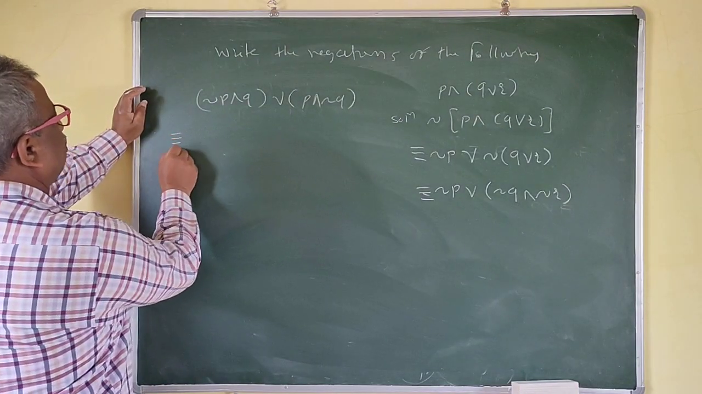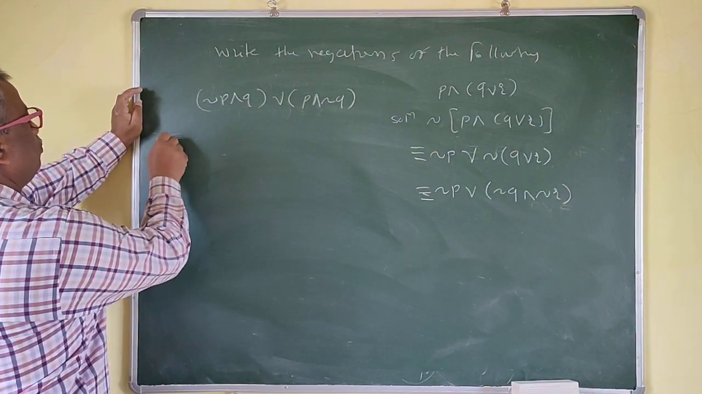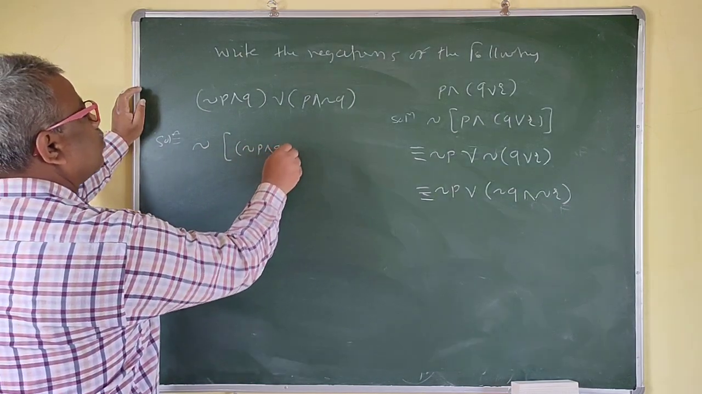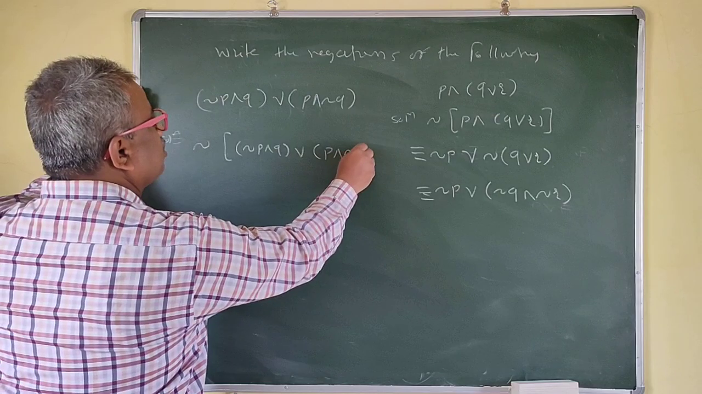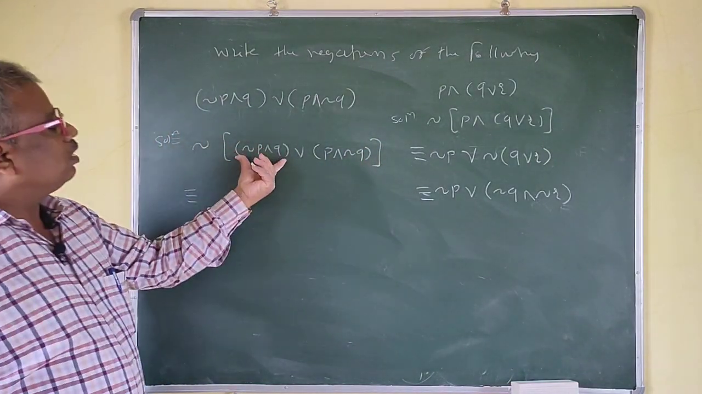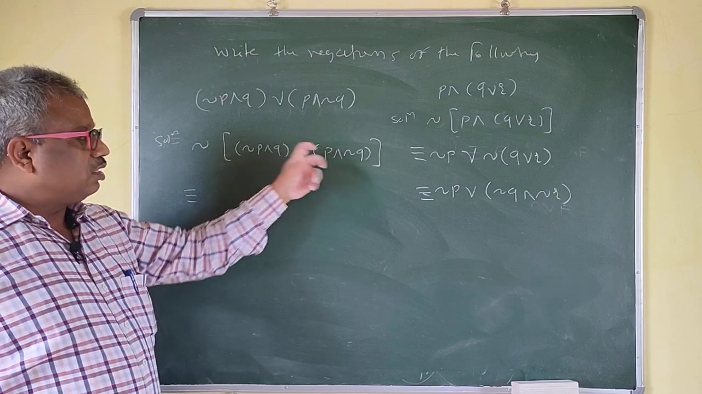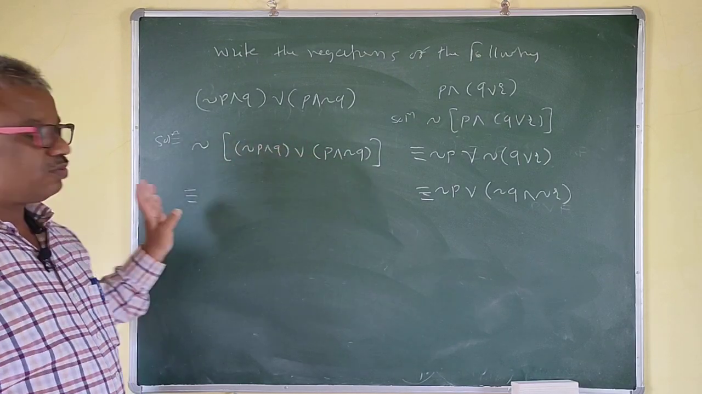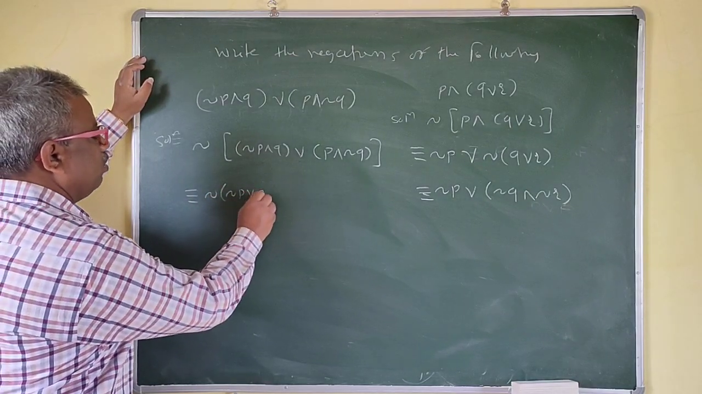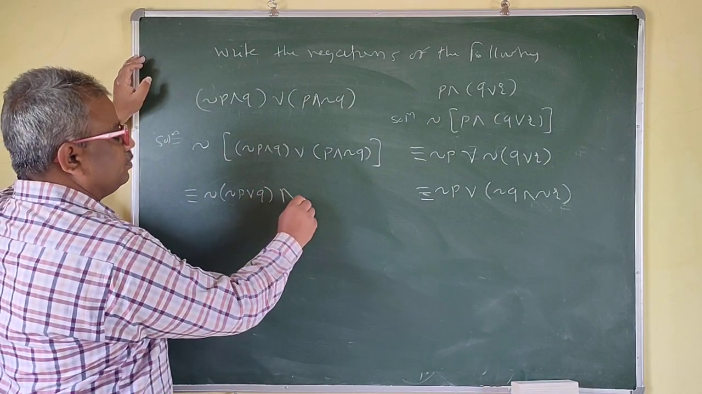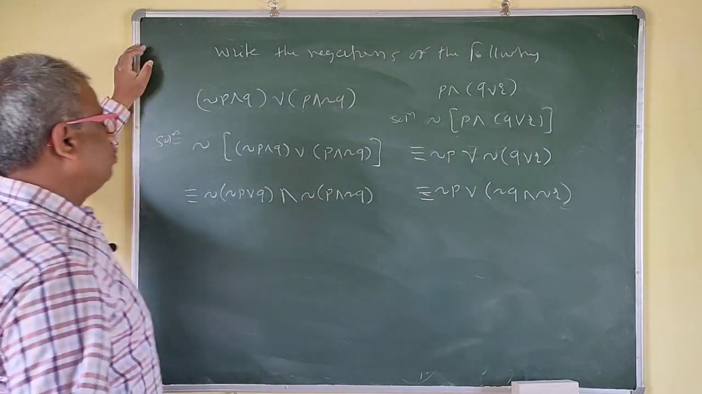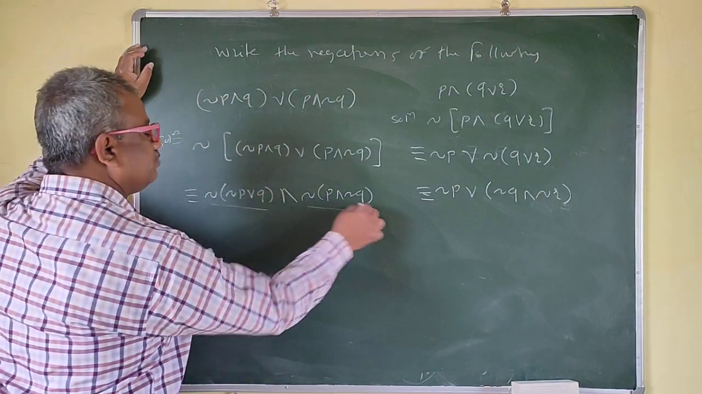So you have to write the solution. Negation of negation (P and Q) or (P and negation Q). We consider this bracket as a single letter. These two are connected by R. So first we will apply De Morgan's law, and negation of P and negation Q. Now we'll simplify this one.